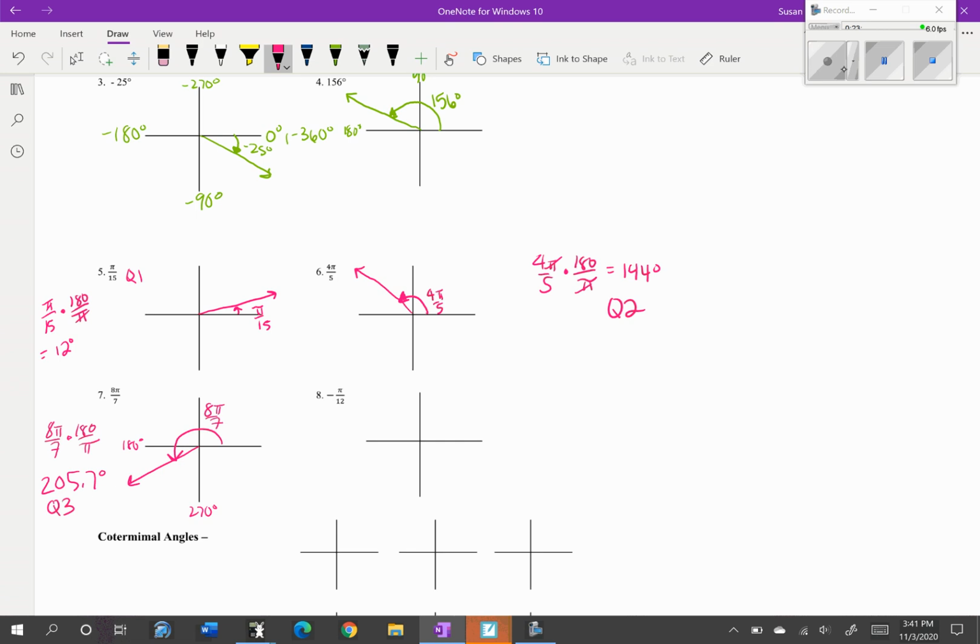If I look at the next one, we have negative pi over 12. If I multiply this by 180 divided by pi, I get negative 15 degrees. So that means we would be in quadrant 4 because we're going the negative direction. So that would be negative pi over 12.